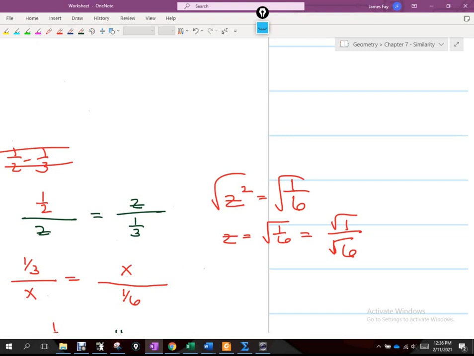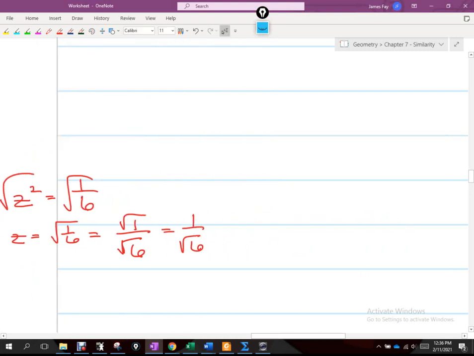What's the square root of 1? 1. Okay. Now, radical 6. Careful, because if I got 6, it goes down to 2 and 3. I'm looking for pairs, right? I'm looking for a perfect square that divides 6. It would just be 6. It would just be radical 6. It's already simplified.